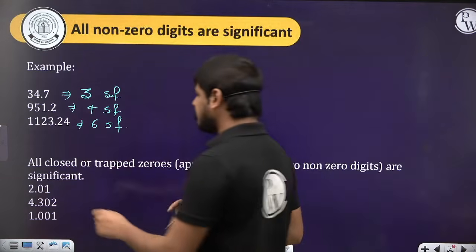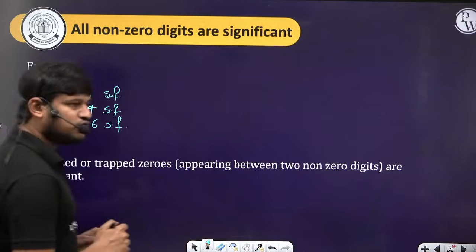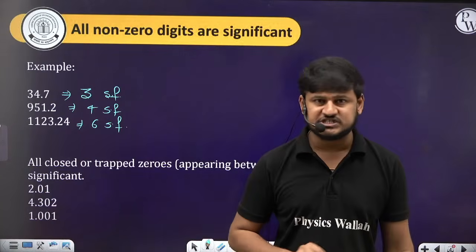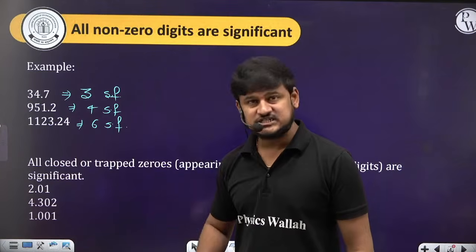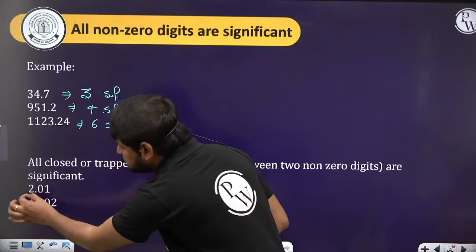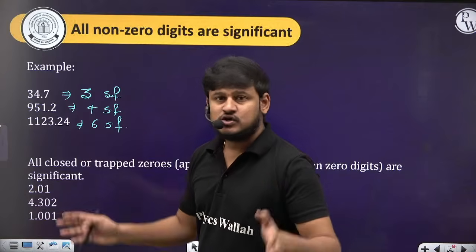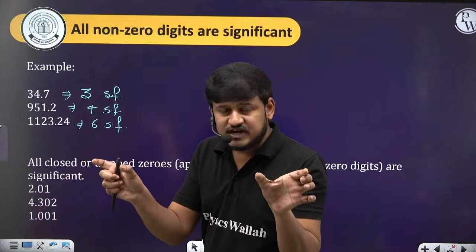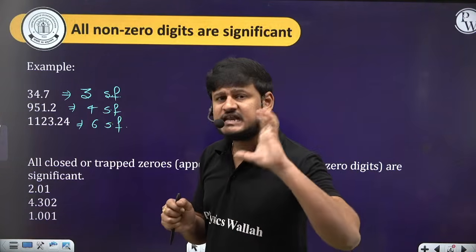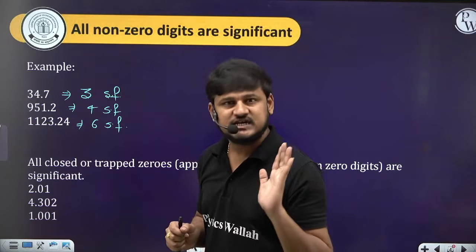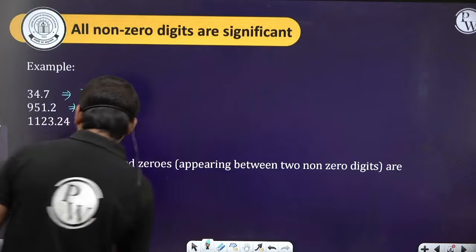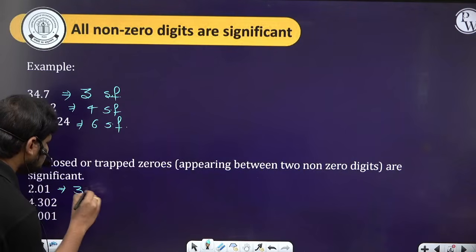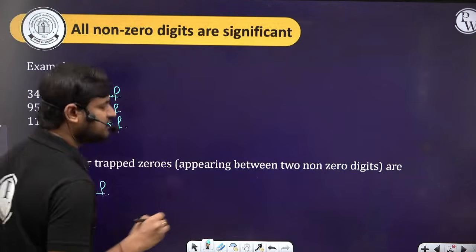Then all closed or trapped zeros between two significant figures are significant. For example, if I write 2.01, I said non-zero digits are significant. So 2 is non-zero and 1 is non-zero, so the first one and the last one are significant. Between two significant figures, if there are any digits, they can be considered as significant. So between 2 and 1 we have a 0. That's why the total significant figures are 3 here.